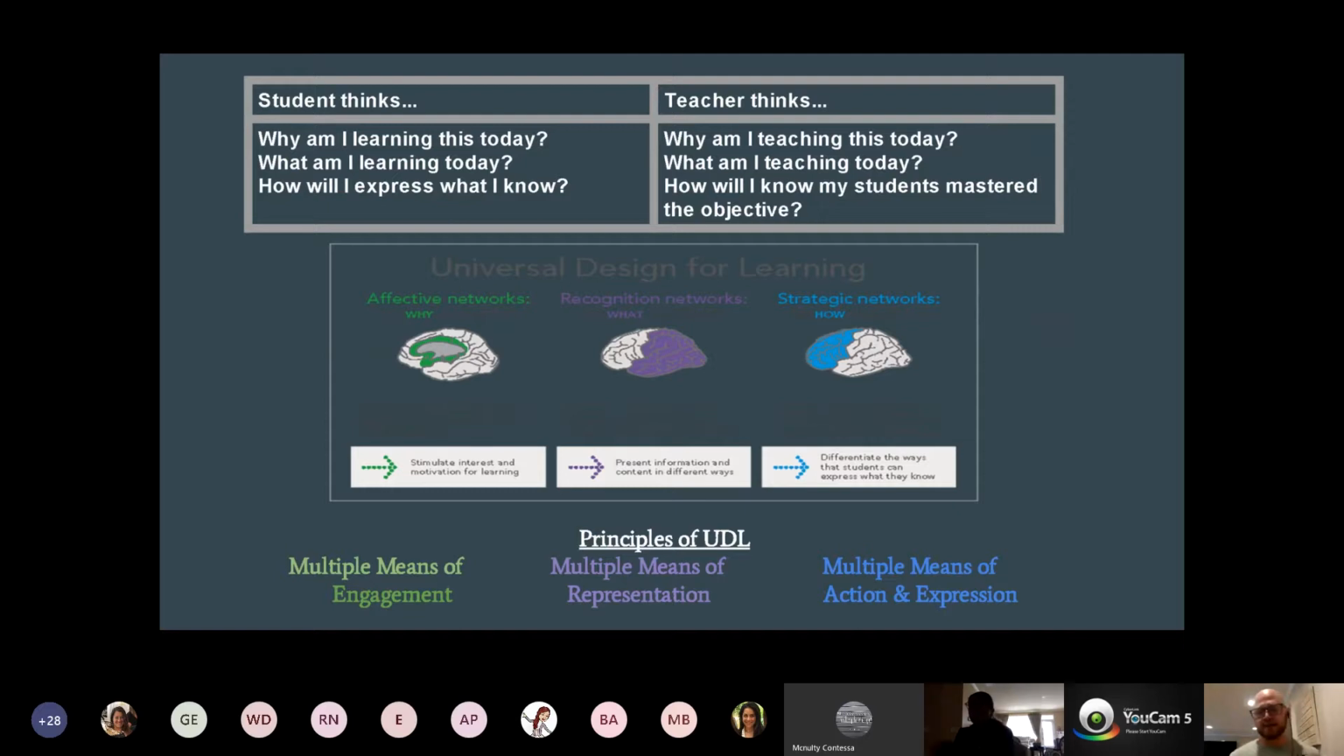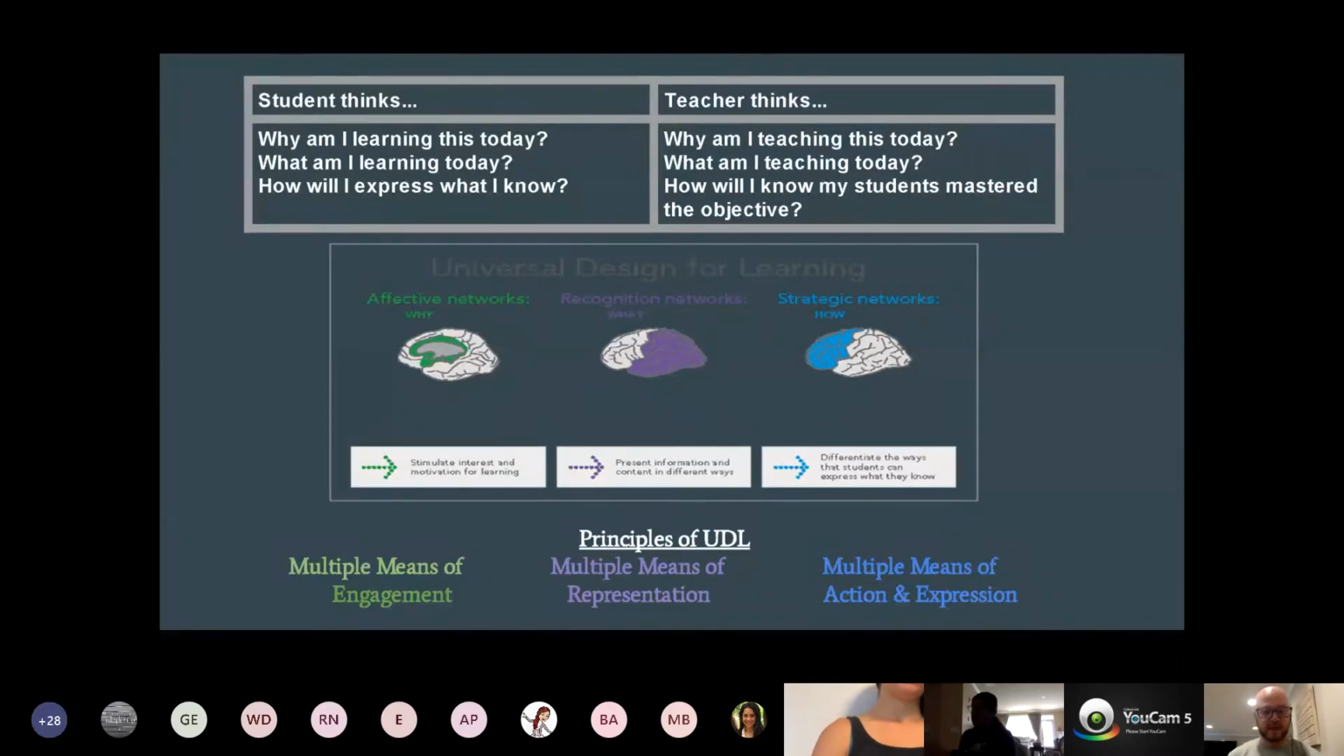It's one of my favorite terms. How do I show what I know? Teachers have to think of, why am I teaching this, right? Because that's that engagement piece. Students have to understand that there's a reason for what they're learning, in order to get them hooked. What am I teaching today? What's that content look like? And how will I know that my students mastered the objective?